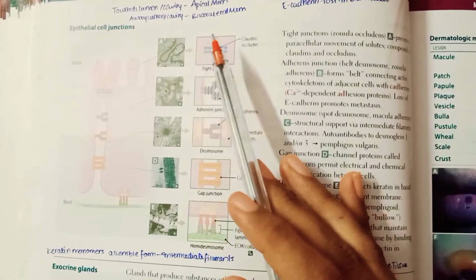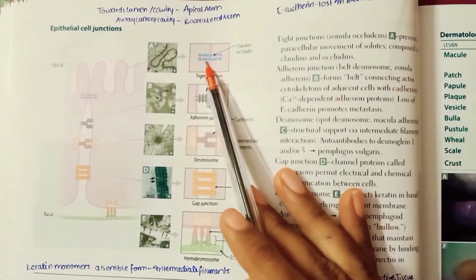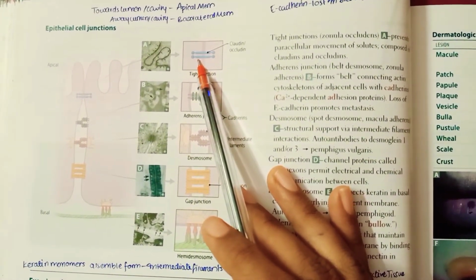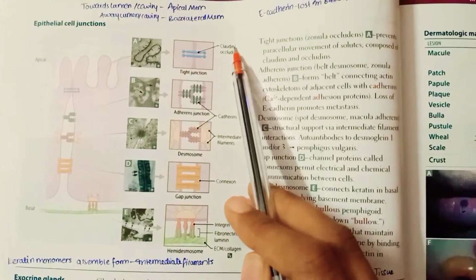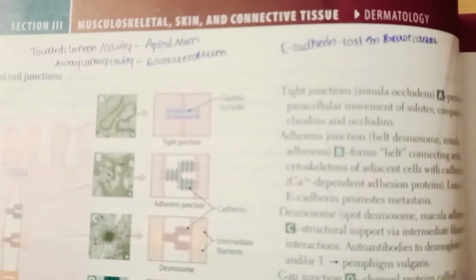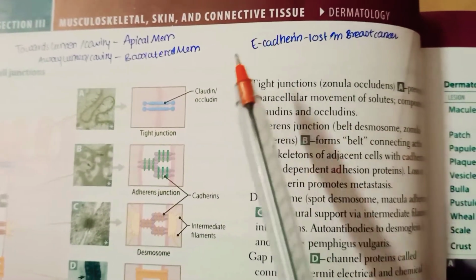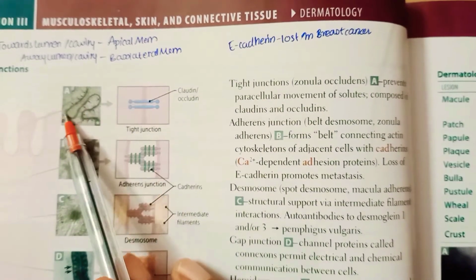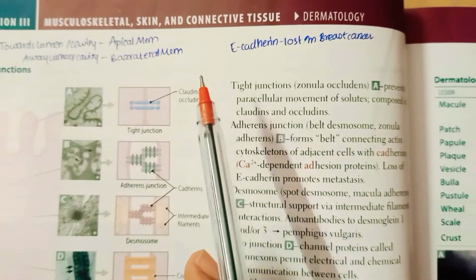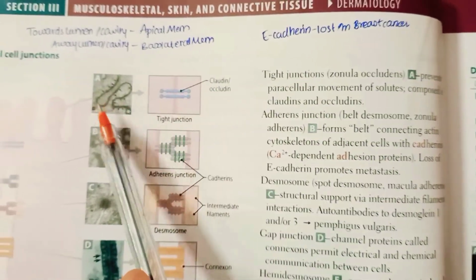So the first one is a tight junction. Tight junction is also called zona occludens, because the proteins involved are occludin and claudin. So according to the name of these proteins, we can remember the name zona occludens or tight junction. It prevents the paracellular movement of solutes, and it is mainly composed of claudin and occludin. This is the picture.